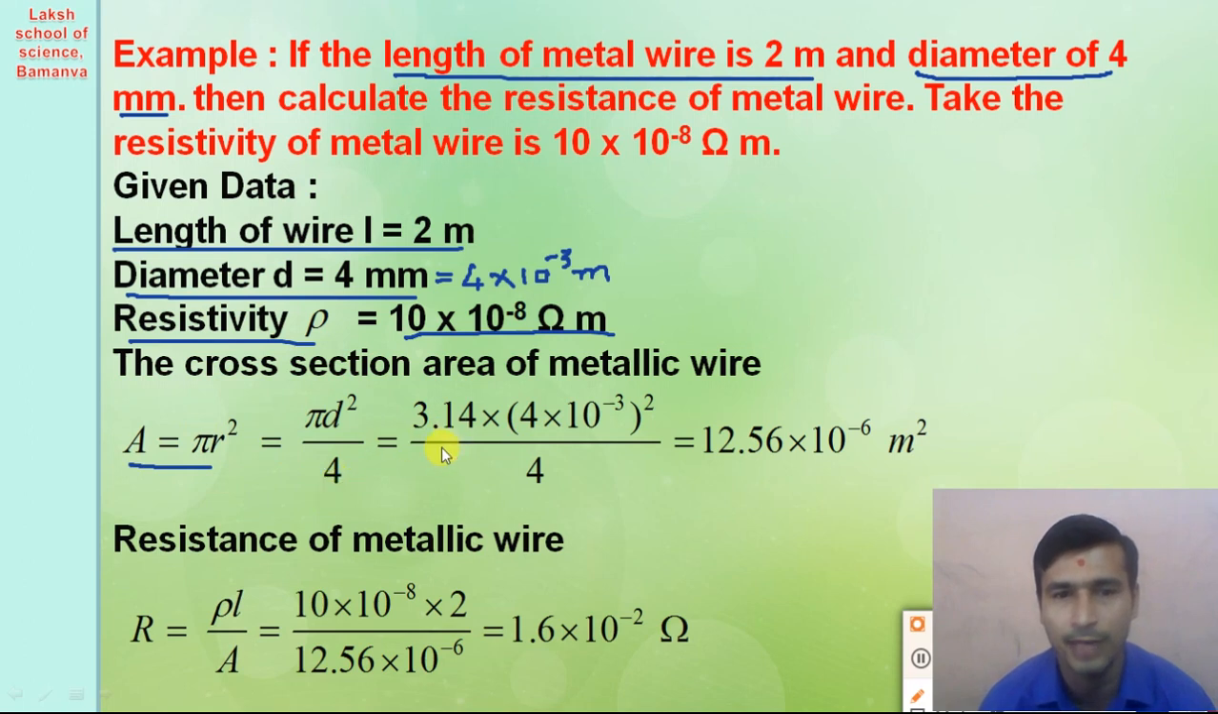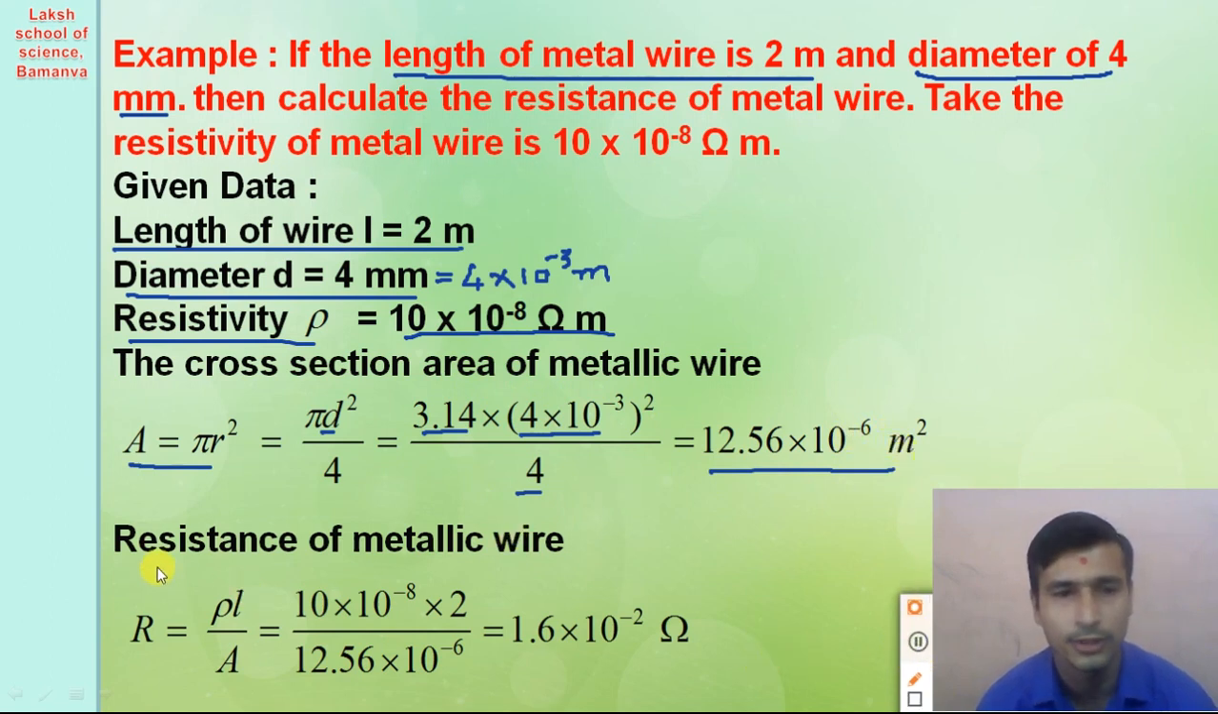The value of pi we take as 3.14. Diameter of the metallic conductor we take as 4 into 10 raised to minus 3, whole square, divided by 4. If we calculate this, we get the cross section area of the conductor as 12.56 into 10 raised to minus 6 meter square.